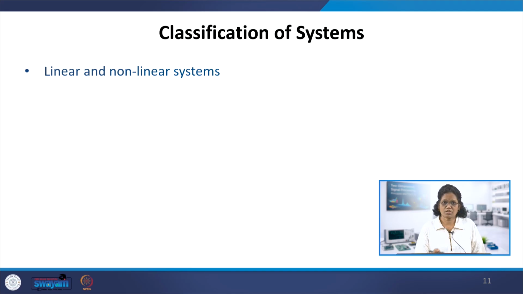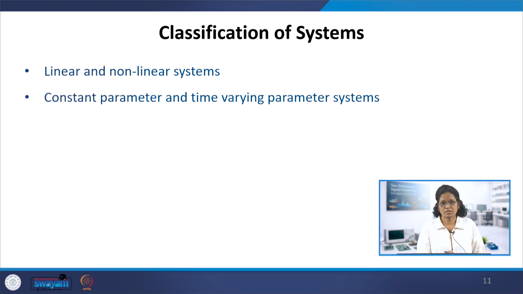Now come to the classification of systems. We can classify these systems based on some of their properties. The first category is linear and non-linear systems. The system can be linear or non-linear, or it can be a constant parameter or time varying parameter system. A system has certain parameters, and those parameters either vary with respect to time or are constant. Based on that, systems can be classified as constant parameter and time varying parameter systems.